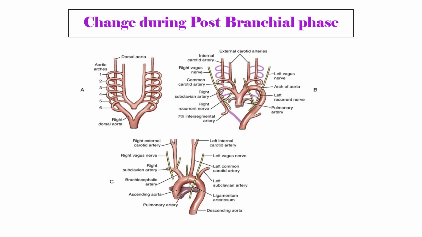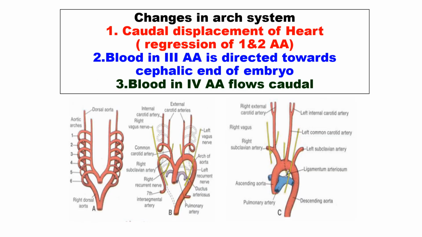Changes which occur are mainly due to the postbranchial phase. Changes in the arterial arch system due to the caudal displacement of heart, regression of the first and second aortic arch arteries. The blood in the third aortic arch artery is directed to the cephalic end of the embryo. The blood in the fourth aortic arch flows caudally.